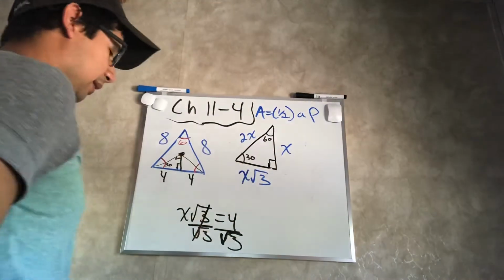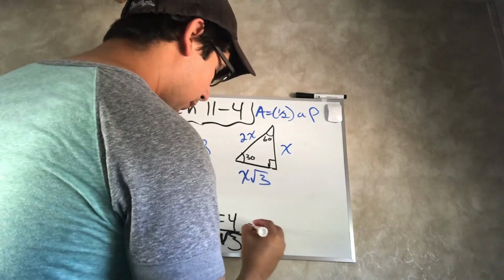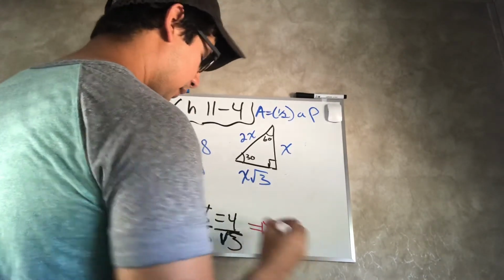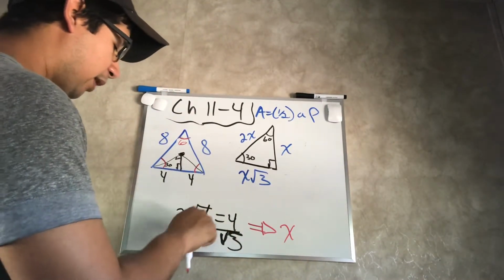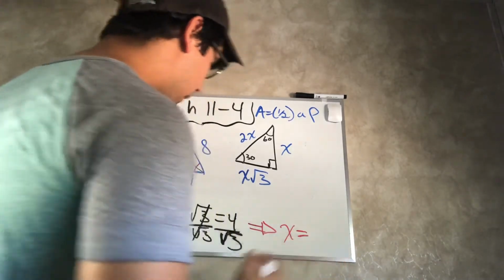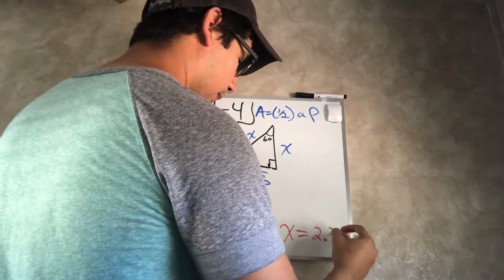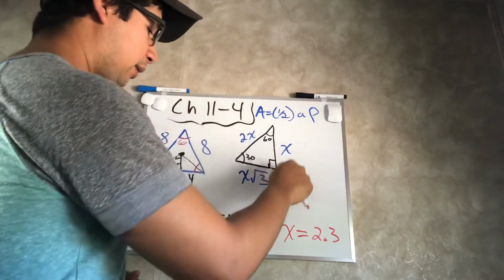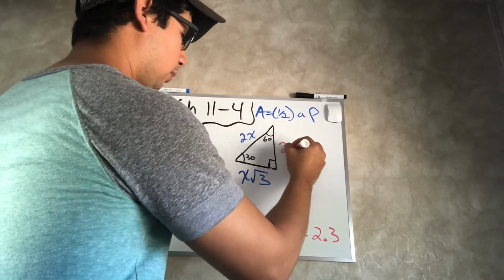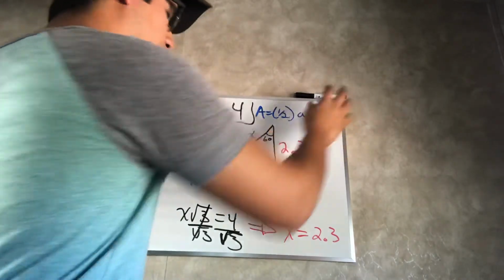Once you divide those two numbers out, what you're going to get is x, because the square root of 3 divided by the square root of 3 equals 1, so we're left with 1x equals 2.3. So this side here, x equals 2.3. And that's how you find your apothem.